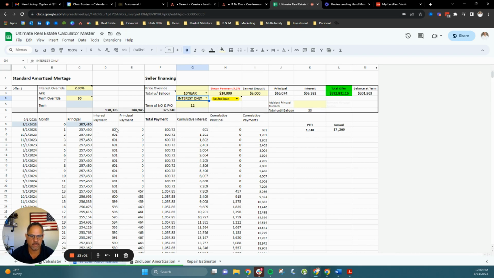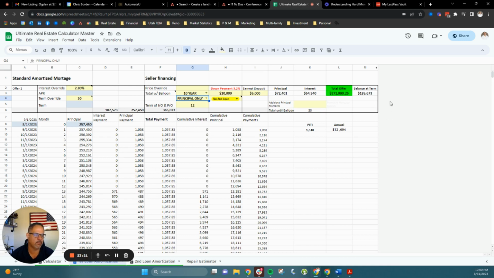If I'm paying interest only, you guys got to understand that my principal balance never goes down. So my balance at term actually stays higher. Now, if I switch this over to principal only, you'll see that the overall calculation changes. I don't have any interest payments, so all of my payments are going to reduce the balance of the principal. So you can see balance at term comes down significantly. And again, all of this can be adjusted. There's a bunch of different options that you can utilize to configure the different type of loan you're going to use.